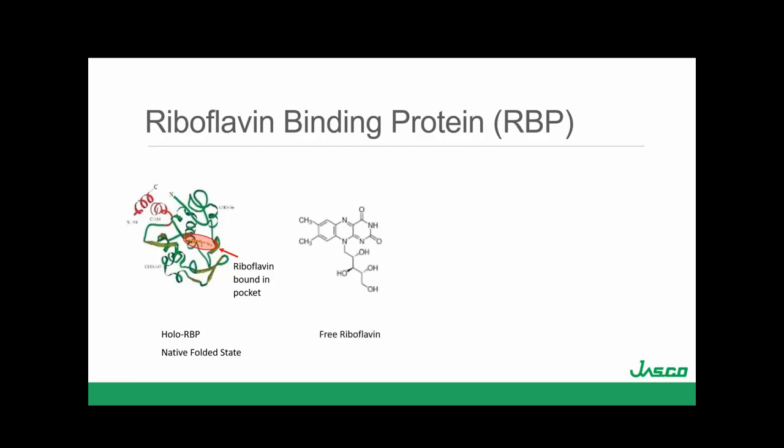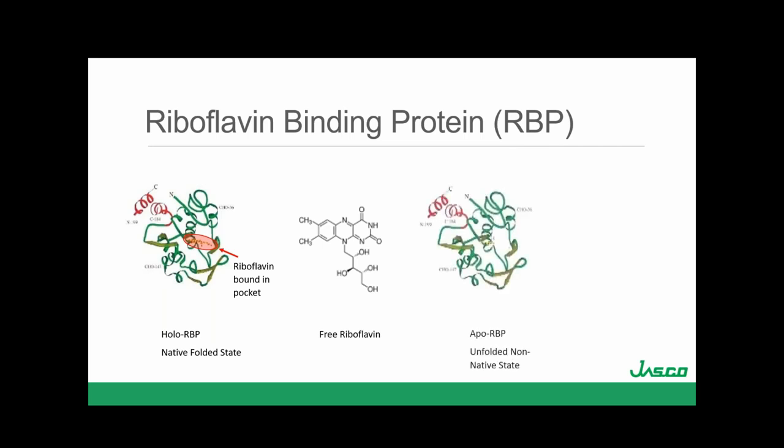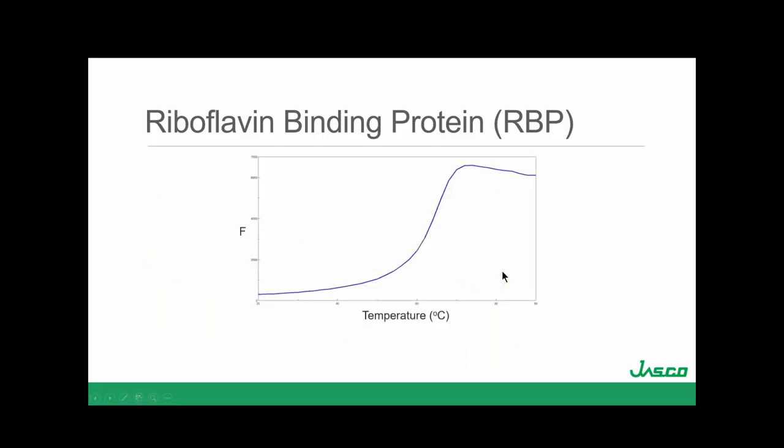Here's what free riboflavin would look like. And here's the apo RBP version, which is the unfolded non-native state. And you can see that the pocket is open, it's empty. How does that apply to the thermal melt curve? Well, let's look at the initial state.